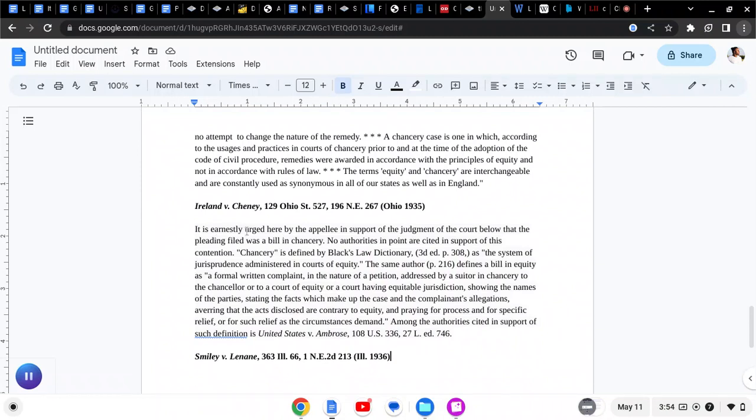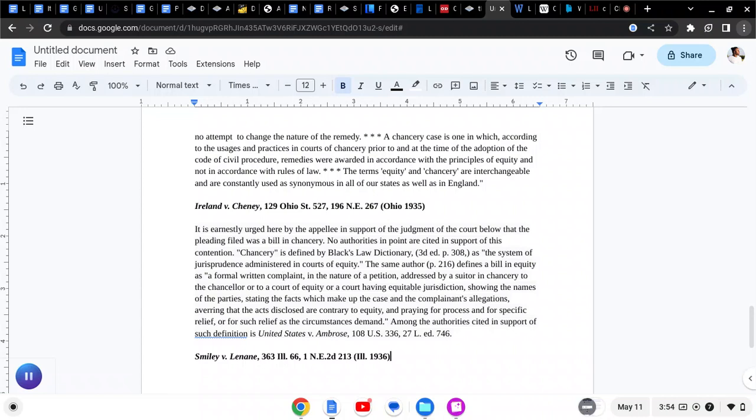Let's see. It is earnestly urged here by the appellate in support of the judgment of the court below that the pleading filed was a bill in chancery, in other words, a bill in equity. No authorities in point are cited in support of this contention. Chancery is defined by Black's Law Dictionary, 3rd edition, page 308, as a system of jurisprudence administered in courts of equity. The same author, page 216, defines a bill in equity as a formal written complaint.